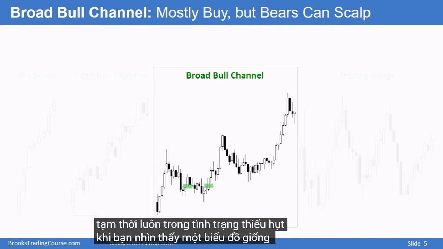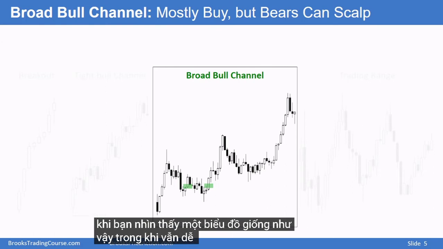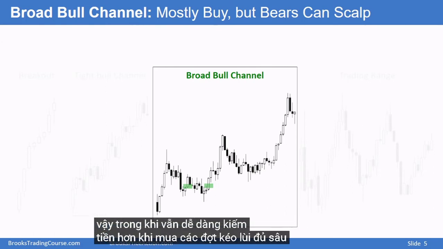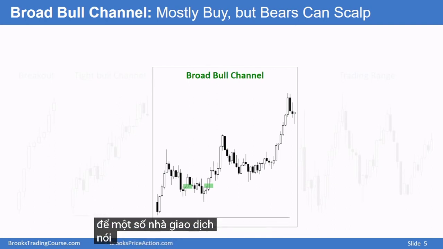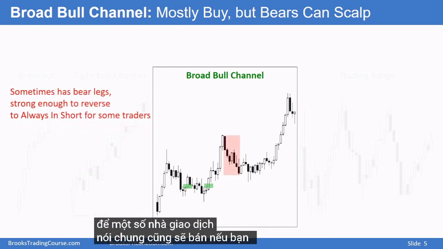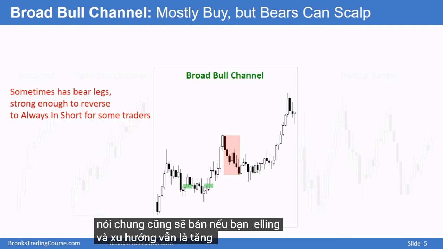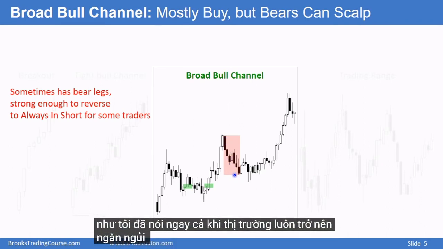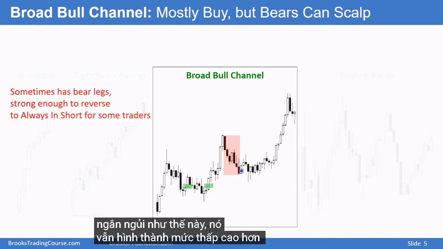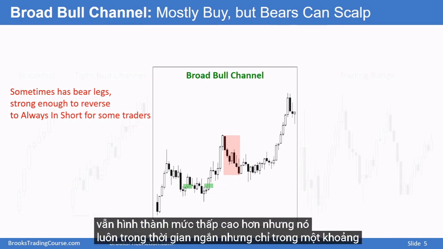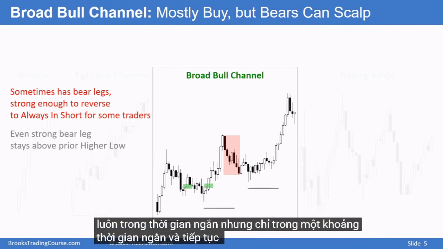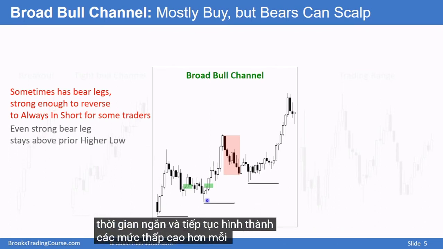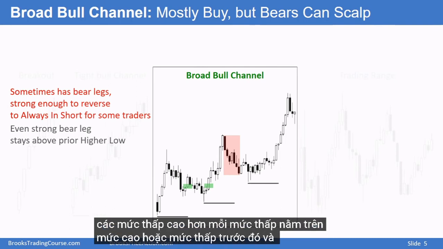When you see a chart that looks like that, while it's still easier to make money buying, the pullbacks are deep enough that some traders will sell as well. In general, if you're selling and the trend is still bullish, it's better only to be scalping. As I said, even if the market does become always in short, briefly like this, it's still forming higher lows. It's always in short, but only for a short period of time. And it keeps forming higher lows. Each low is above the prior higher low, and therefore it's a bull trend.